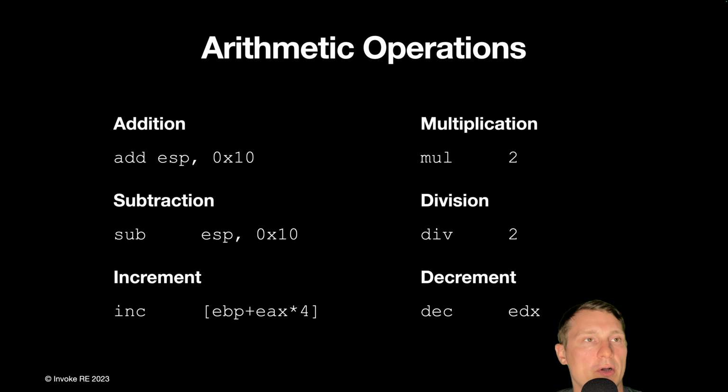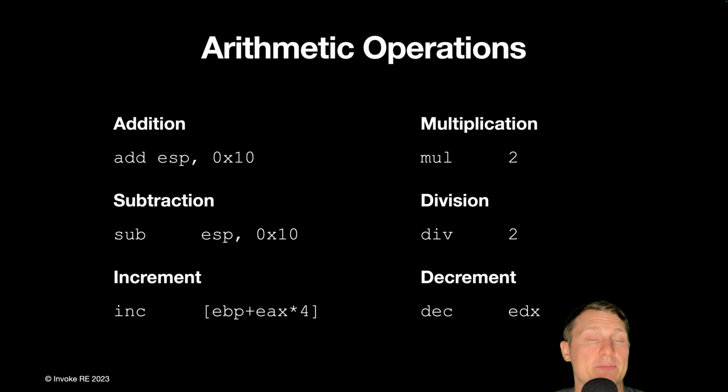Hopefully that makes sense. Okay, so like all assembly languages, x86 makes use of arithmetic operations very often. Here in this example, we have addition, which is adding 16 to the stack pointer register. Then we have a multiplication, which is using the mul instruction. As you can see here, there are no registers being set within the operands.